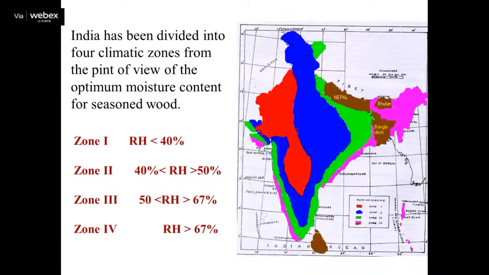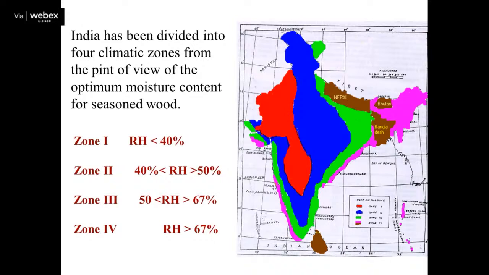India has been divided into four different zones. Zone 1 has relative humidity less than 40%. Zone 2, the relative humidity is between 40% to 50%. Zone 3, 50% to 67%. And zone 4 is where the relative humidity is more than 67%.